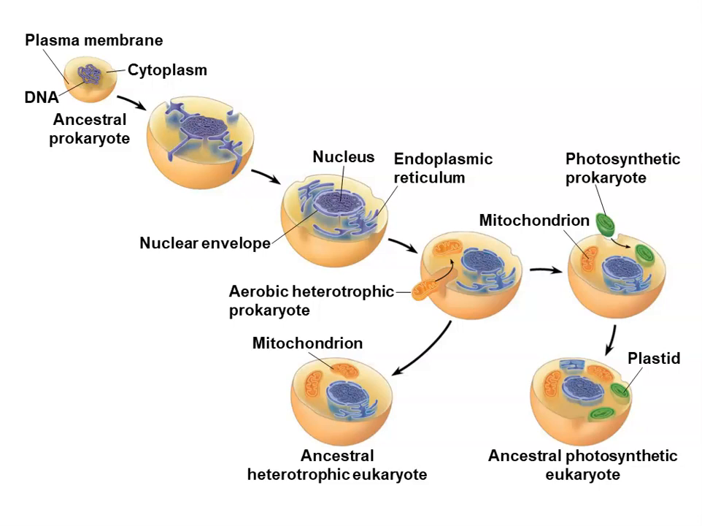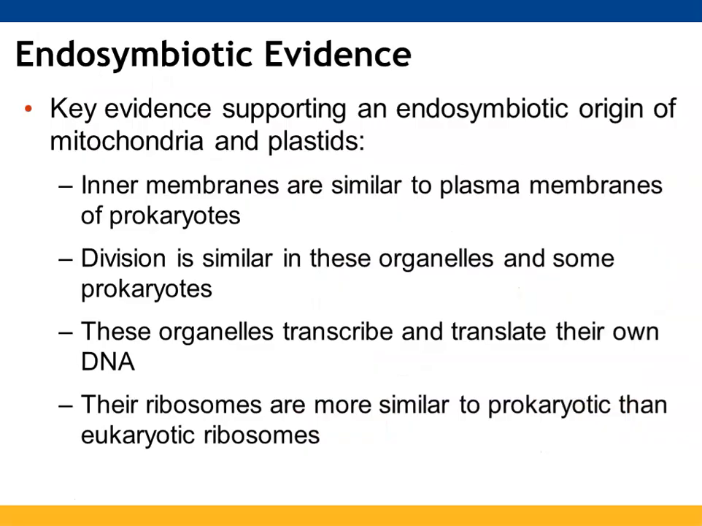And then we have the ones that also take in a photosynthetic prokaryote, and they can take in one of those plastids and form an ancestral photosynthetic eukaryote. So there is evidence of endosymbiosis that supports this idea with both mitochondria and plastids.